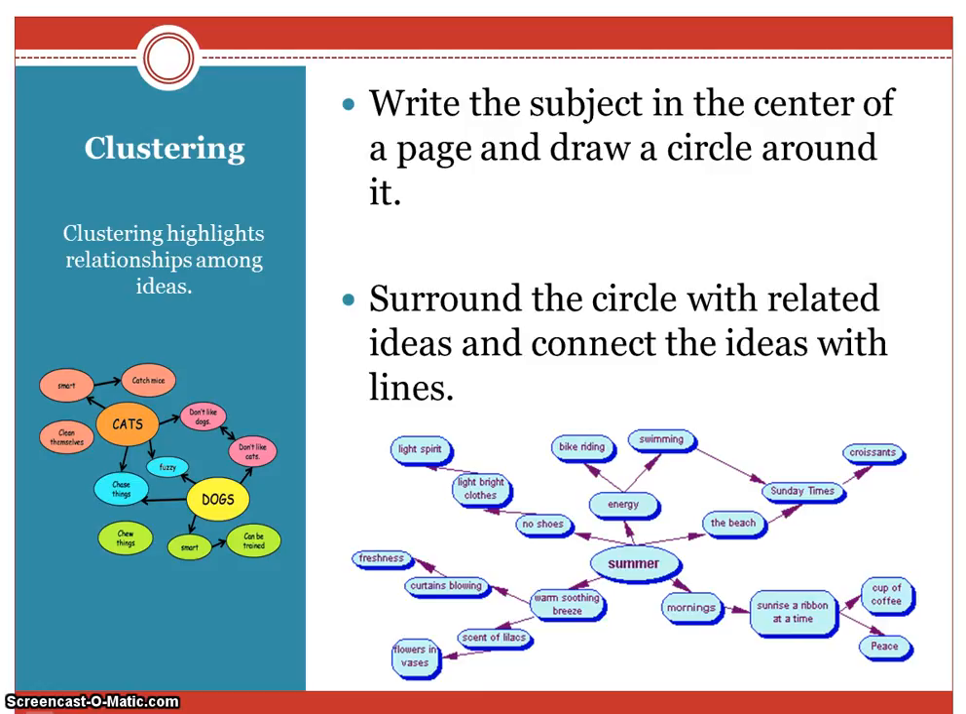Clustering. Clustering highlights relationships among ideas. Write the subject in the center of a page and draw a circle around it. Surround the circle with related ideas and connect the ideas with lines.